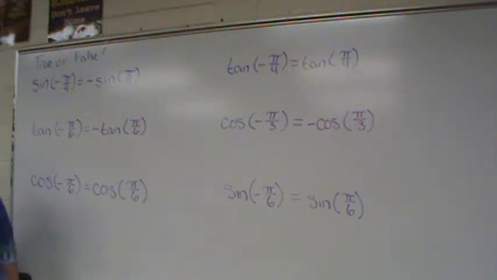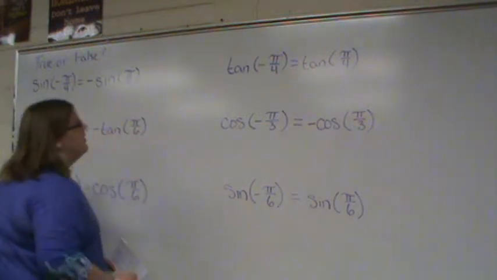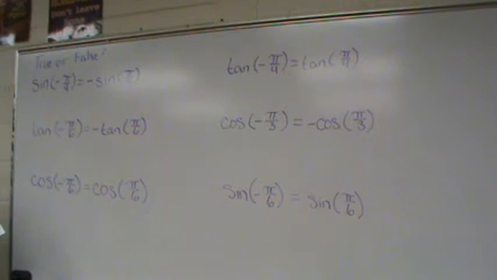Okay, so the last thing that we were talking about were the negative angle identities. We were looking at these six examples, and they were going to help us find the negative angle identities. When we left yesterday, we were having some difficulty with these.